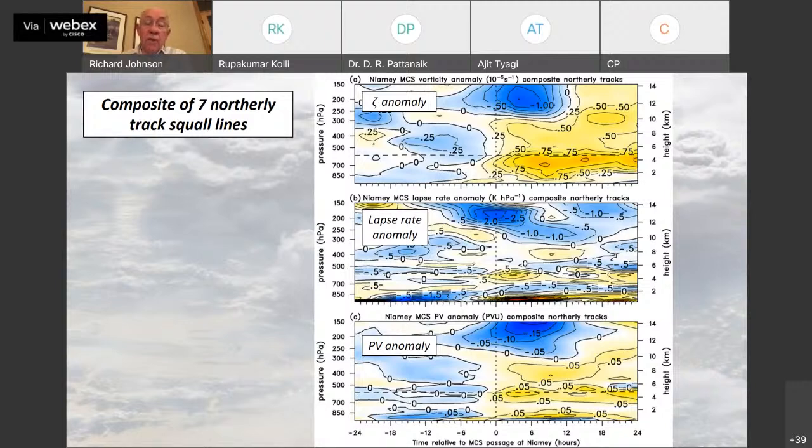This is another figure that shows the composite structure for the 7 northerly track cases. But in this case, we show the anomaly fields.